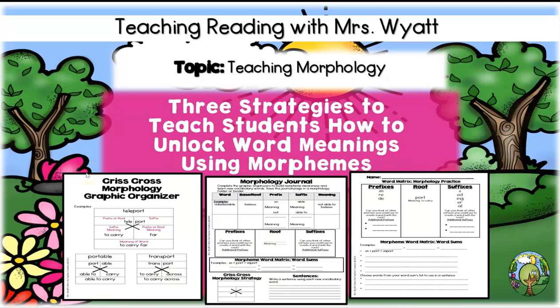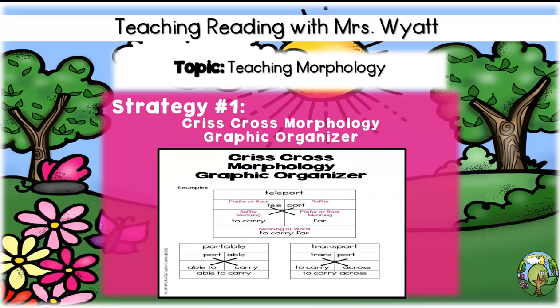So there are three strategies that we're going to talk about today to help students unlock word meanings using morphemes. The first one is the crisscross morphology graphic organizer. With this organizer, we're going to teach students to break down those meaningful parts into prefixes, roots, bases, and or suffixes. And then we're going to talk about those meaningful parts, and then put it together to determine the word's meaning.